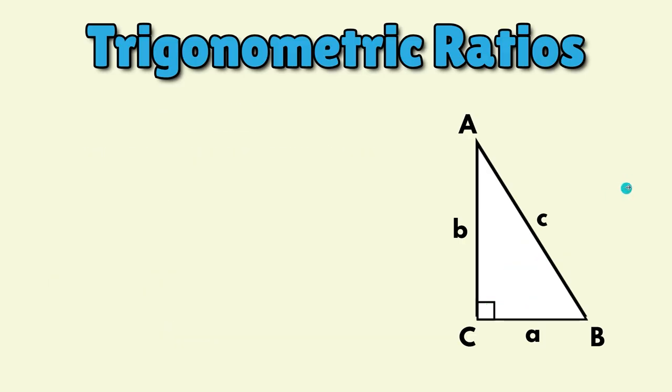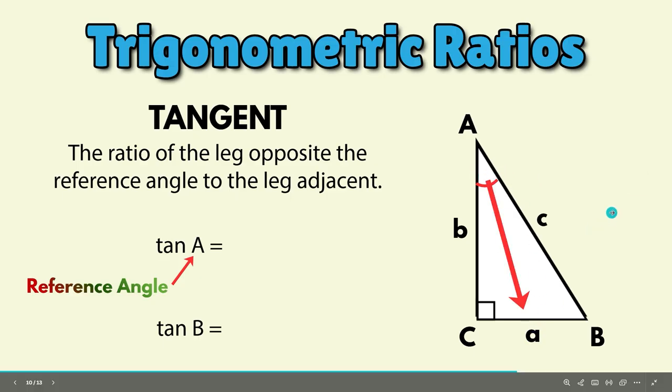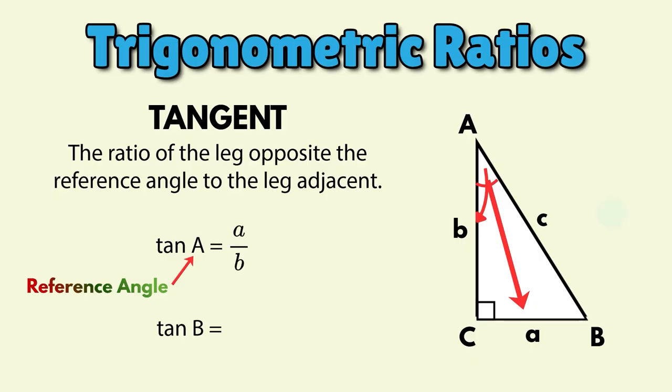Our third and final trigonometric function is tangent. Tangent is always going to be the ratio of the leg opposite the reference angle to the leg adjacent. We could be asked for tangent of A or tangent of B. Tangent of A makes A our reference angle, and it's the leg opposite, so it's a, to the leg adjacent, b. So tangent of A will be a over b. If they ask us for tangent of B, all of a sudden B is our reference angle, and it's going to be opposite over adjacent.